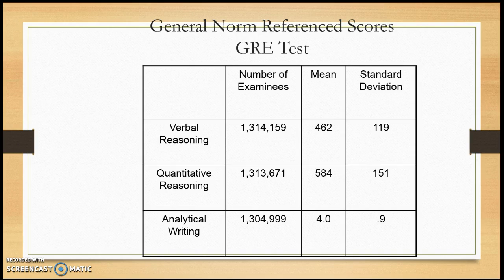As you can see on verbal reasoning, the mean is a 462 with a standard deviation of 119. So, 119 plus or minus that 462 would be average. Quantitative reasoning, 584 is the mean with 151 the standard deviation. So that's plus or minus that on 584. As you can see, for analytical writing, a 4.9 or a 3.1 would still be average.